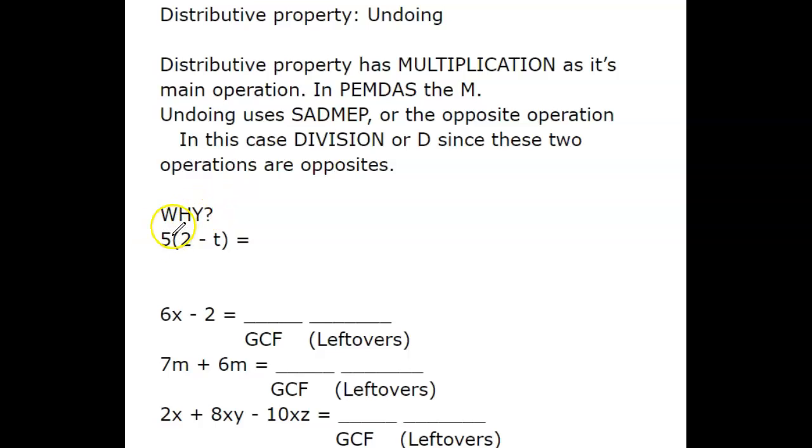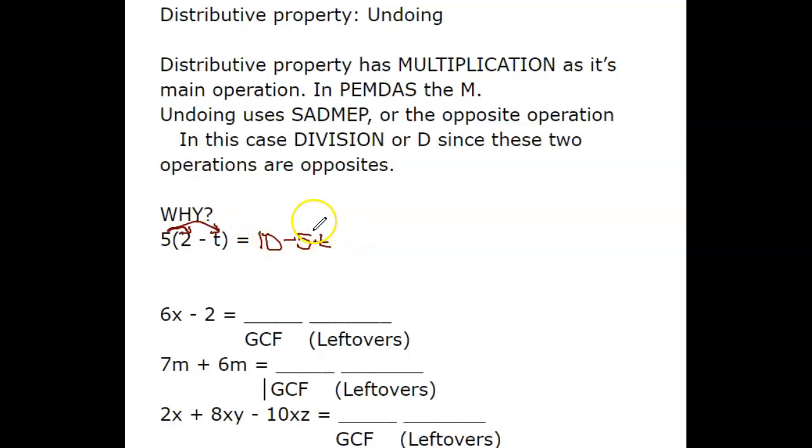So why this works is when I distribute this 5 into the parentheses, it's going to multiply to the 2 and the negative t. So 5 times 2 is 10. And then 5 times t is 5t. Put the negative sign in between because this doesn't have anything on it. It means I don't have to change this.